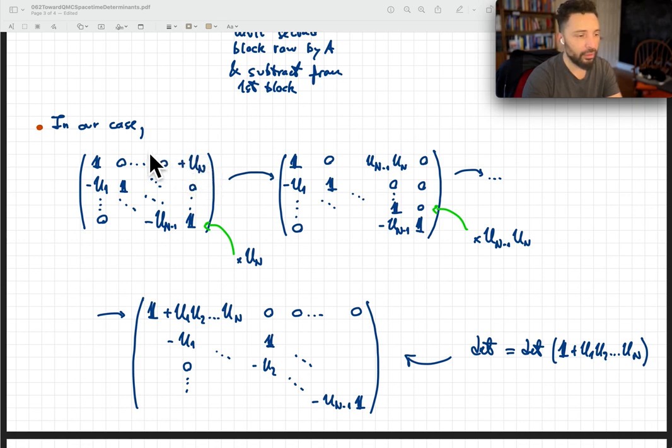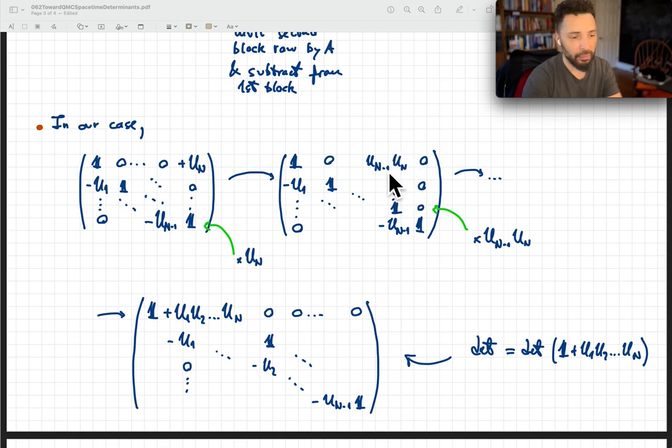Why is that? Because everything in this matrix looks really nice, except that this block up here is getting in the way of us calculating the determinant. So we're going to try to move this block all the way to the left. That's what we try to accomplish. And by this operation, multiplying by u sub n on the right and subtracting from the top row, we eliminate this u sub n, but we end up with this now, u sub n minus 1 times u sub n.